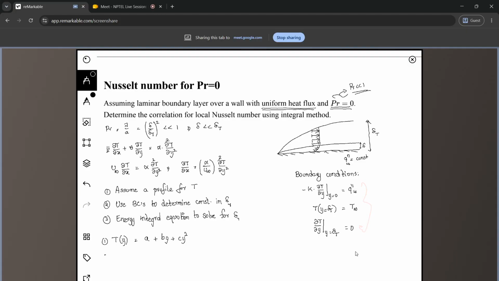This is the first step. Now solve for A, B, C. Maybe I'll wait, this might take some time. So maybe 5 minutes. You can solve this and tell me what is the temperature profile that you are getting.